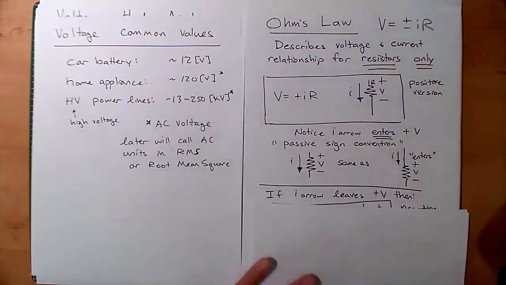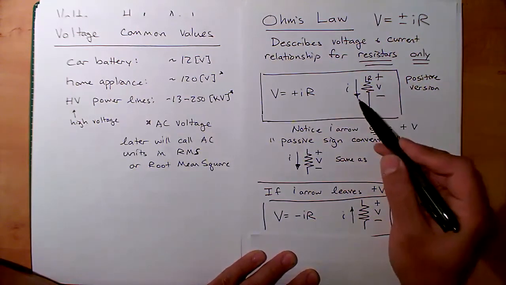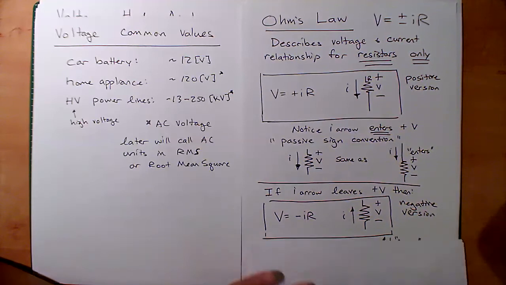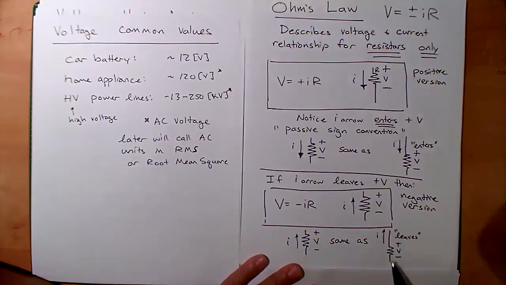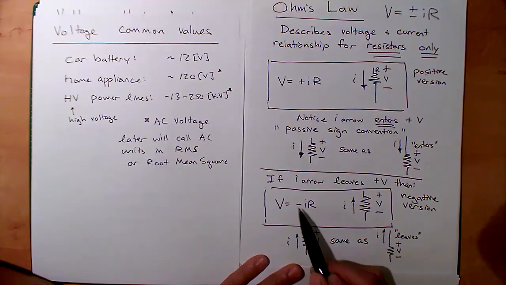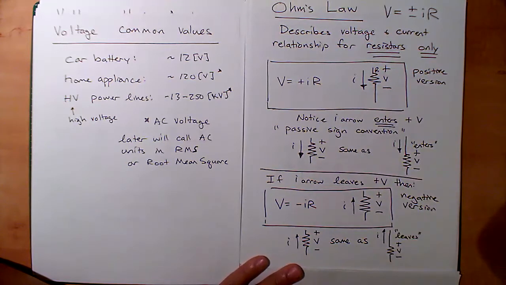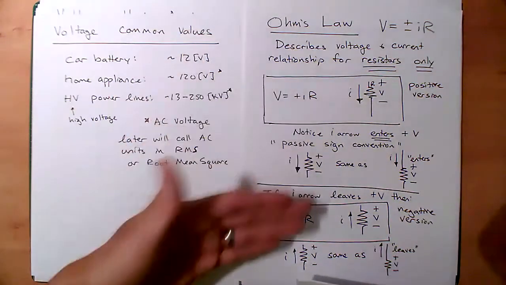Now the negative version is like this, as I stated. Notice I didn't flip both, I just flipped the current arrow. So the current is hitting the negative terminal first, and we use V equals minus IR. And again, whether the arrow is drawn here or here or here, if it hits the negative terminal first, we can say it is leaving the positive terminal and we still use the negative version. If you're confused, pause the video and wrap your brain around it, but this is very important. V equals plus or minus IR. These are the two situations.